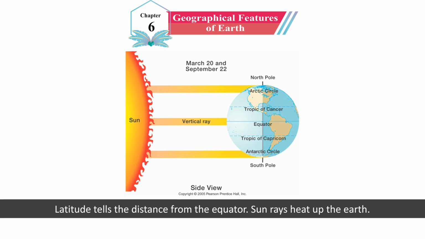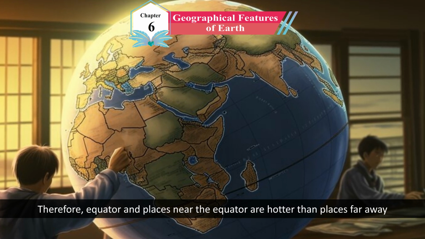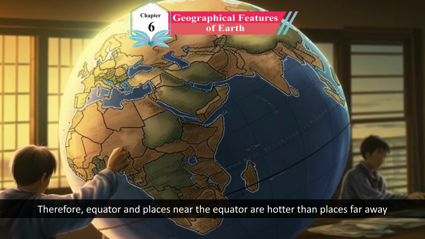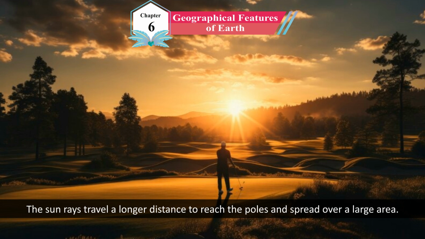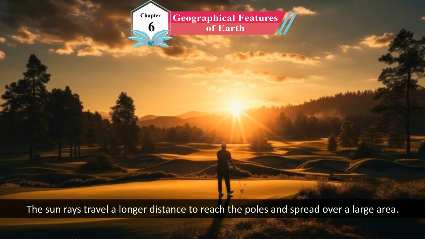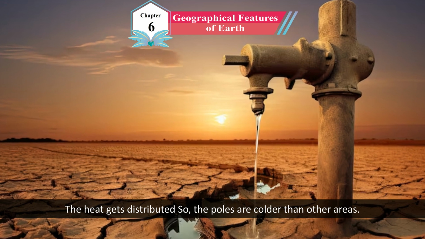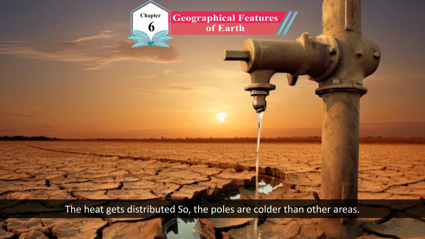Latitude tells the distance from the equator. Sun rays heat up the earth. They fall vertically over the equator. The sun rays need to travel a short distance to reach the small area of the equator. Therefore, equator and places near the equator are hotter than places far away from the equator. The sun rays travel a longer distance to reach the poles and spread over a large area. The heat gets distributed, so the poles are colder than other areas.